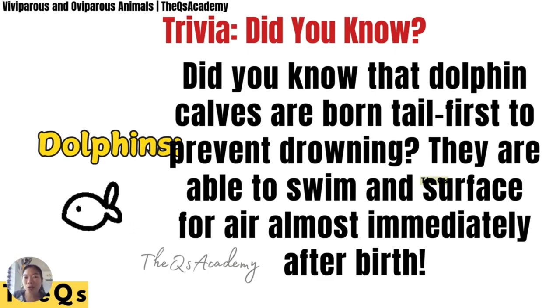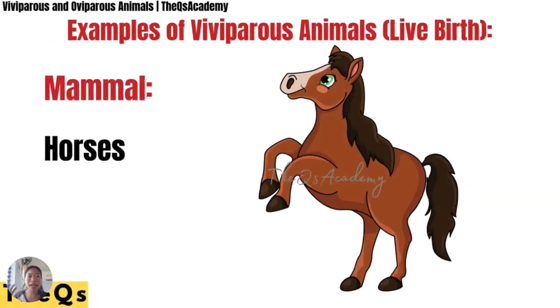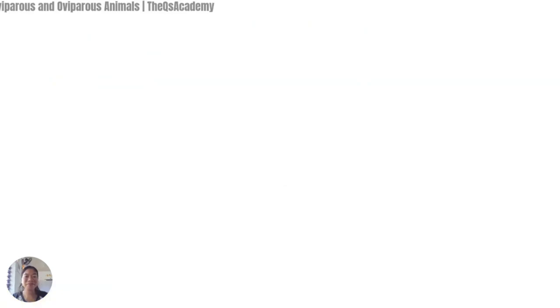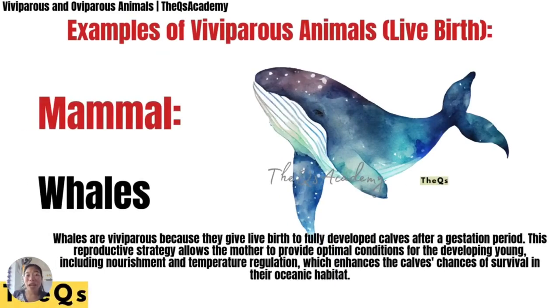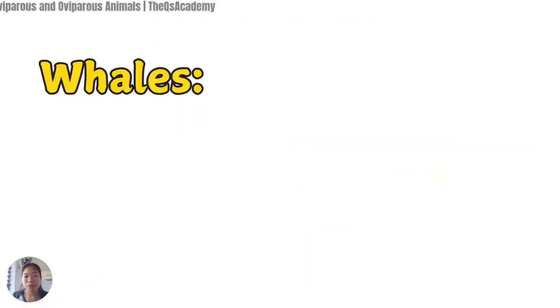So the young calves swim as soon as they are born. Of course, that is the miracle. And then we have horses, and whales. Whales are viviparous. They give live birth to fully developed calves after a gestation period. So the same with the dolphins, whales also are viviparous.